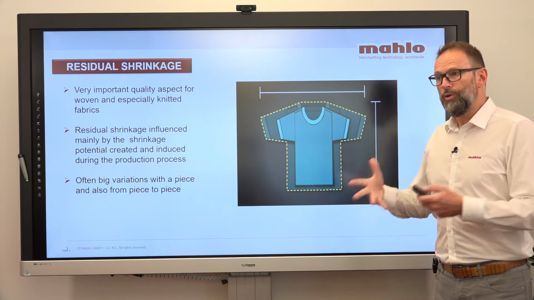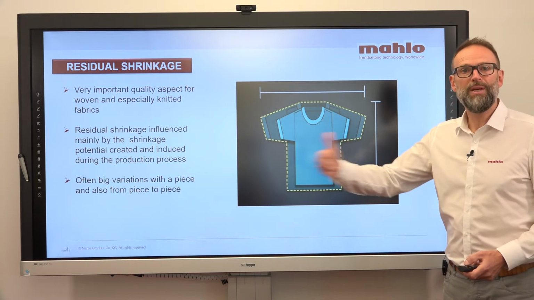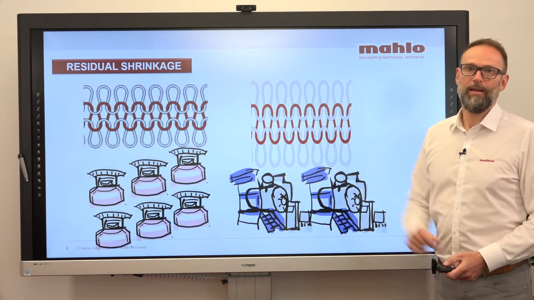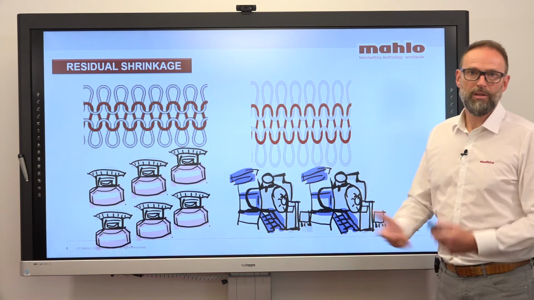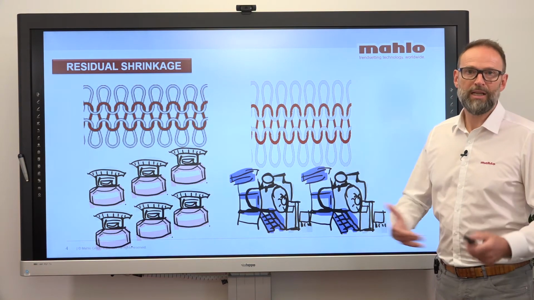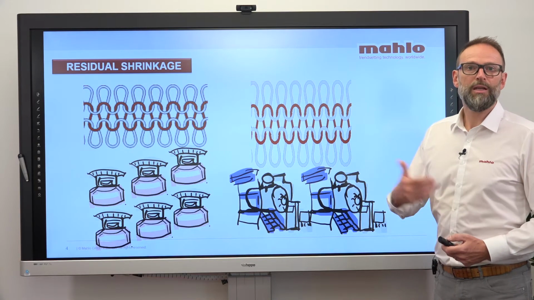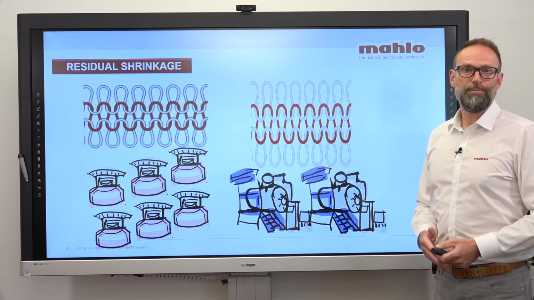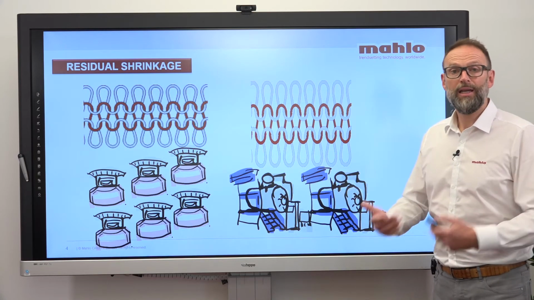And also due to this production process, this variation can happen not only from piece to piece, but also within one piece. Why? I'm going to explain you. You have different knitting machines, dozens, sometimes hundreds, and those different knitting machines have different setups, different features, and they already produce some unequal fabric and unequal lots.